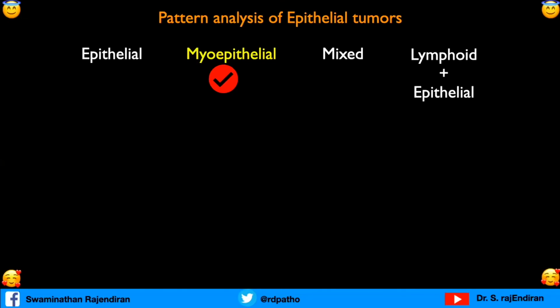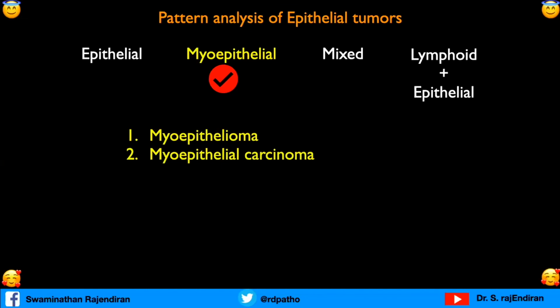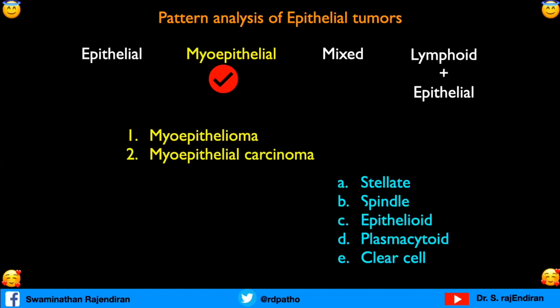So now we are going to myoepithelioma and myoepithelial carcinoma. Okay, and you see there are 5 types of myoepithelial pattern. They can take a stellate cell, star-shaped, spindle cell, epithelioid cell, plasmacytoid cell, or clear cell. This is another university question: myoepithelial cells or myoepithelial lesions in salivary gland. Okay, please mention all these 5 and take a selfie of this.